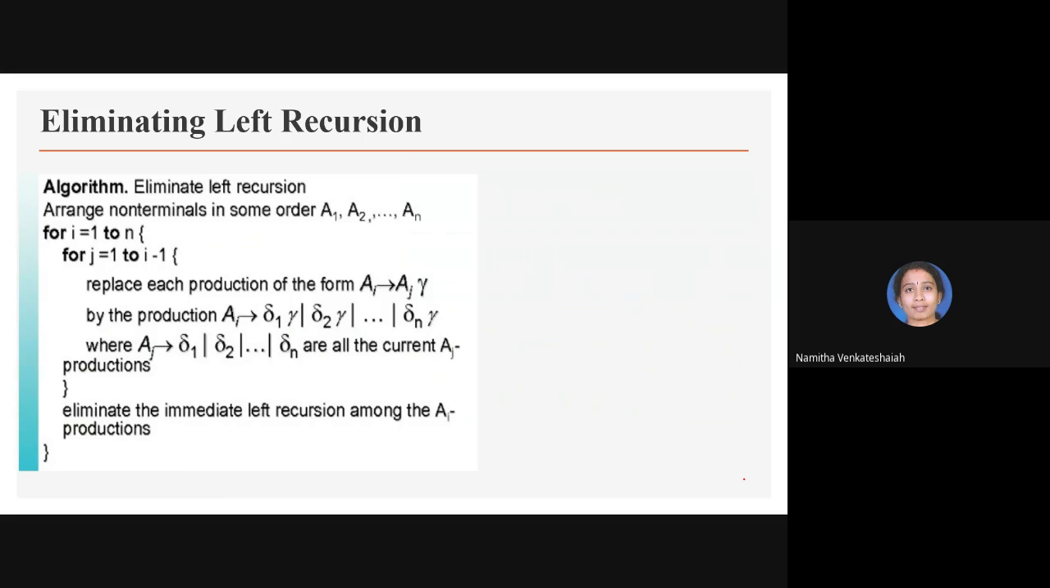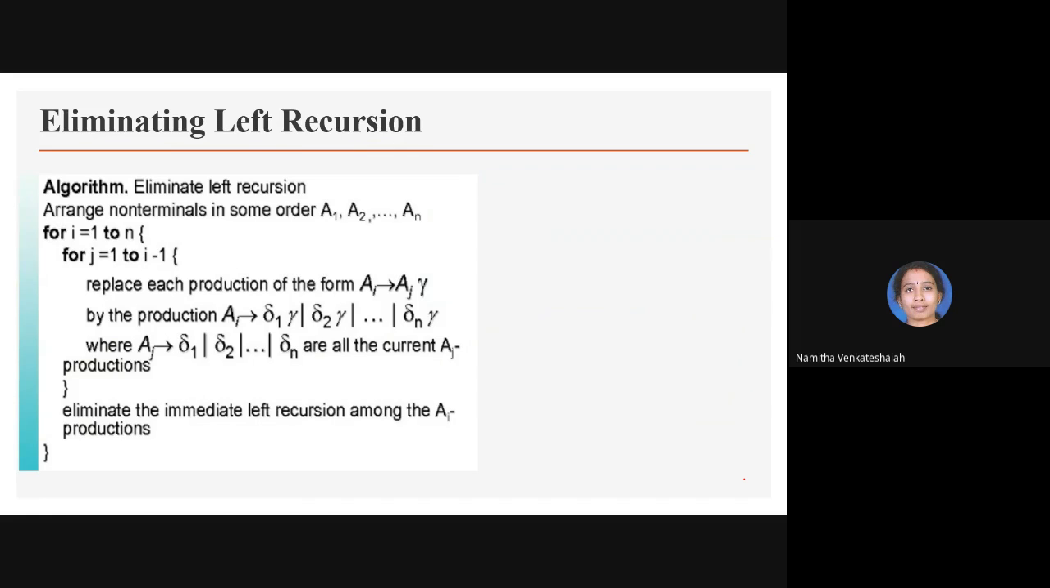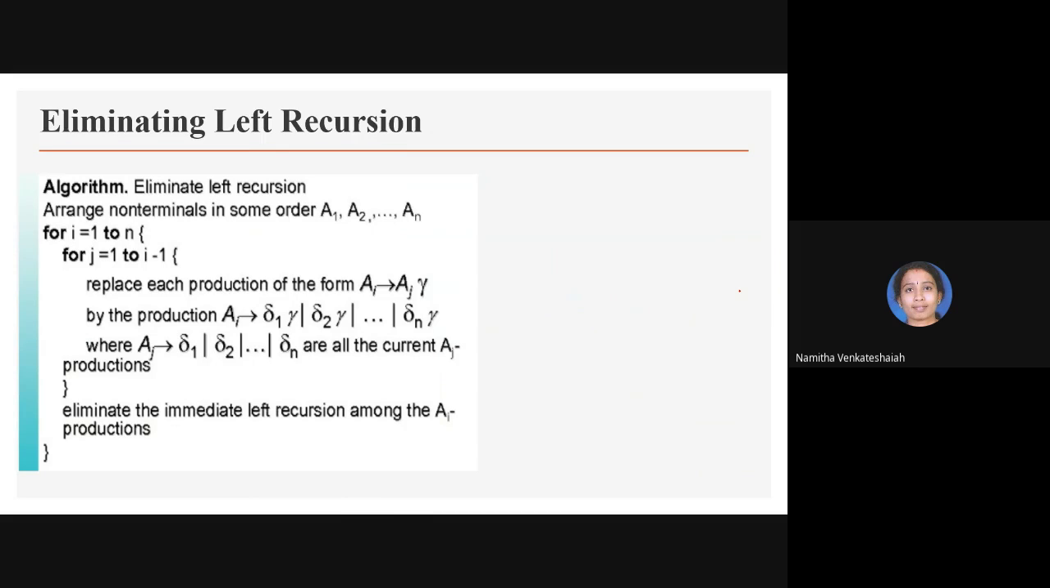So next, we have the algorithm for eliminating the left recursion. Whatever we did now manually, the same thing is given in the algorithm. So what you should do is arrange non-terminals in some order. Okay, that's what we did here. We arranged it. Okay, then for i is equal to 1 to n, for j is equal to i minus 1, replace.